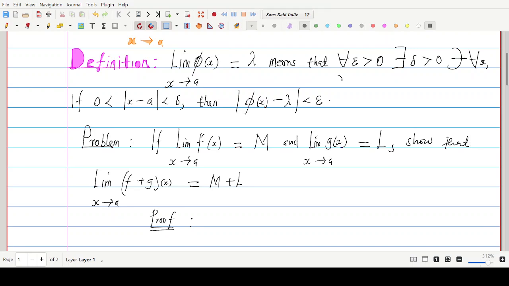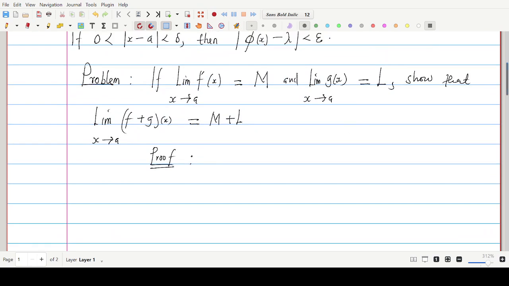So with this definition, we want to prove the following. Now we're given a problem here. It says if the limit of f of x as x approaches a is m, and the limit of g of x as x approaches a is L, show that the limit of the sum of the functions as x approaches a is equal to the sum of the limits. We are to prove that.